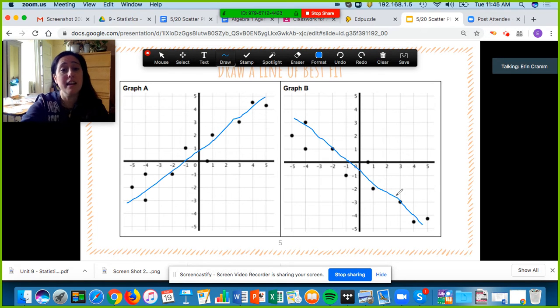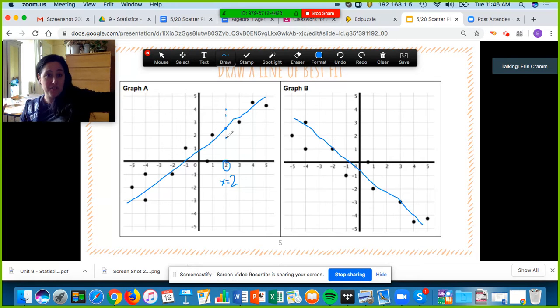And if I said, hey, for graph A, if I have an X value of 2, you could tell me, hey, the Y value is probably going to be around maybe 2.5. That would be exactly on the line. You could also say the Y value could be about 4, 3.5, like anywhere around this line of best fit.